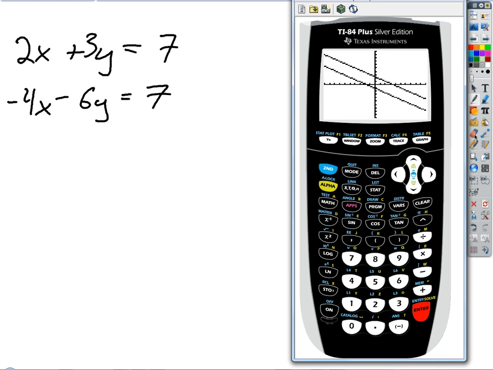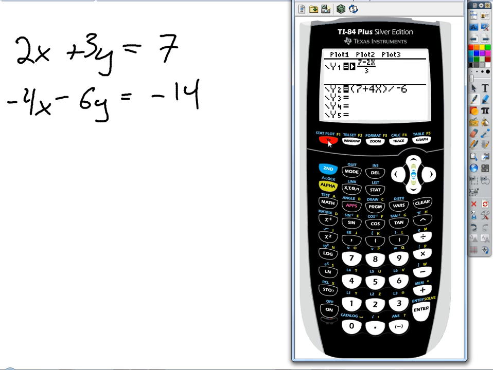I'm going to tweak this thing one more time. You tell me what's going on here. I'm going to make that a negative 14, how about? Okay, so we'll go up to y equals, and instead of that 7, I'm going to turn that into a negative 14. And if I hit graph, okay, so where to go?